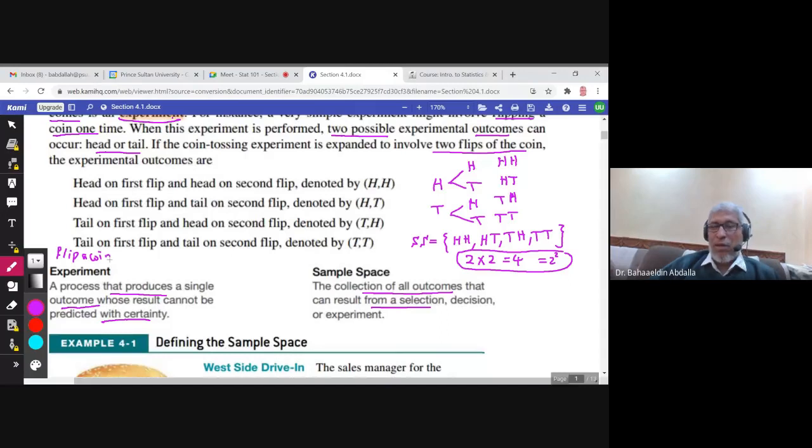Now, if you flip a coin 3 times, okay, so the first coin has 2 possibilities, head or tail.